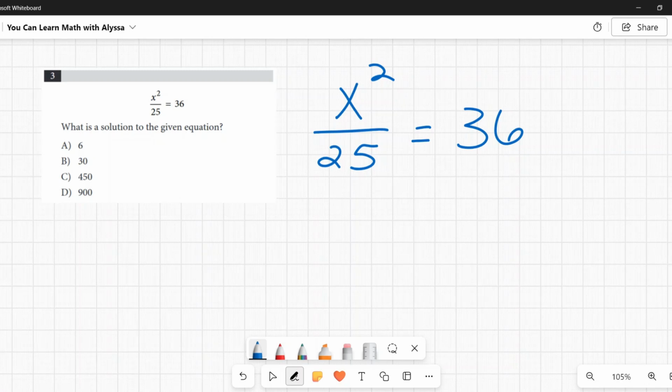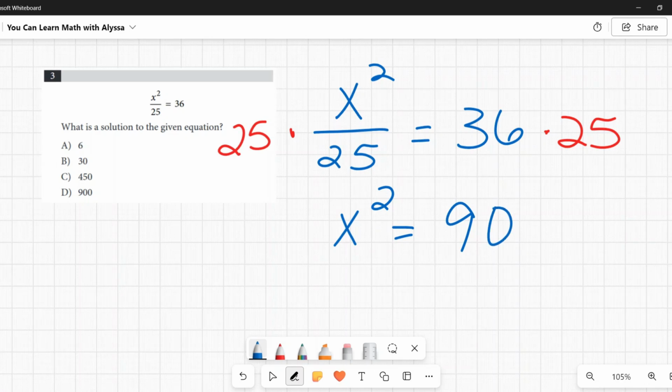But the more normal way, the way most people are going to do it, is to say, okay, to solve for x, we need to undo what's been done to x. What's been done? X has been squared, and then it was divided by 25, and we got 36. So let's undo that. The opposite of dividing by 25 is multiplying by 25. So I'm going to multiply both sides by 25, and I'm going to get x squared is equal to 36 times 25, which is 900.